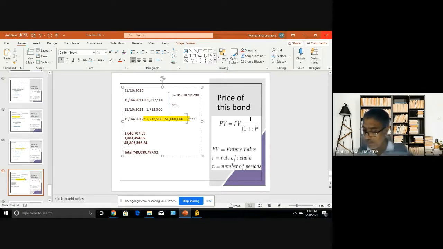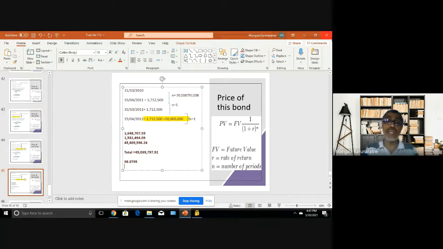49,039,797.92 divided by 50 million, no? 50 million. Then that is 98.795, right? So our price for 100 units is, now you divide this by 50 million and multiply by 100, right? 98.07959, or you can say 98.0795. This is enough for decimals, no?